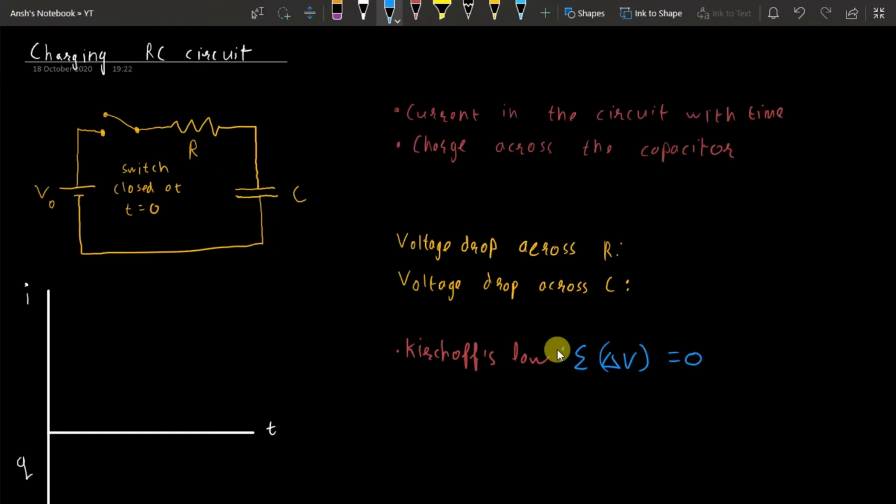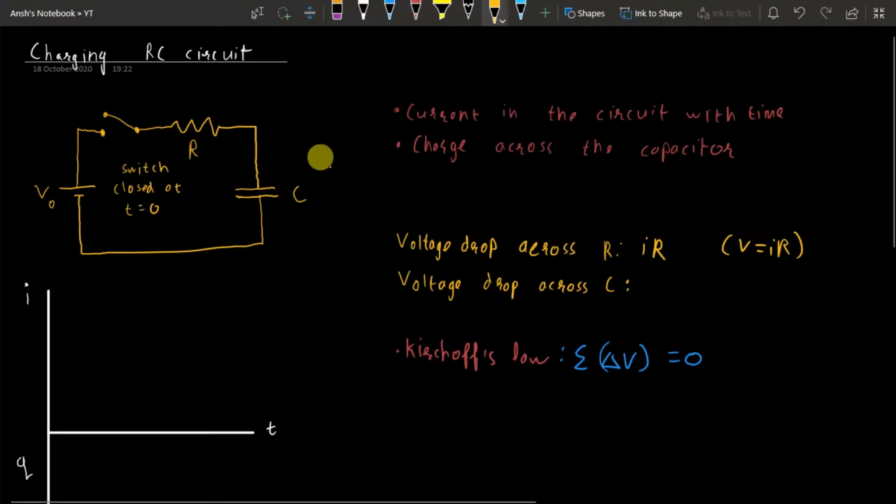So let's find out what the voltage drop across the resistance R and the capacitance C is. For the voltage drop across the resistance R, it can be simply calculated from Ohm's law, which tells us that the potential drop across the resistor is equal to the current that is flowing times the value of its resistance. For the voltage drop across the capacitance, we know that the charge Q stored in the capacitance is equal to the product of its capacitance C and the potential across it, V. Rearranging that, the voltage drop across C is Q by C.